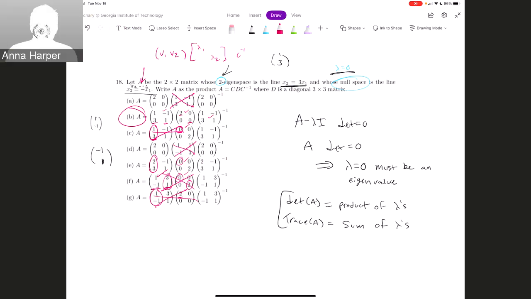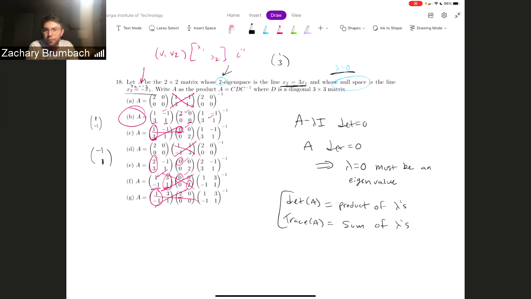I have a question. Yes. So could you also have picked a value for x2 when you were finding your vectors instead of x1? Absolutely. Okay. And then is the null space always lambda equals 0? Yes. Okay, thank you. The null space always corresponds to that, yeah.